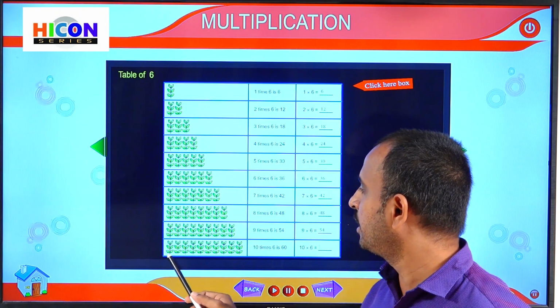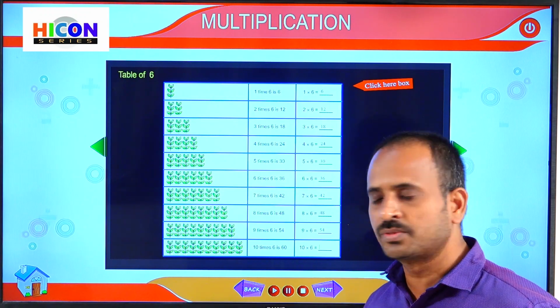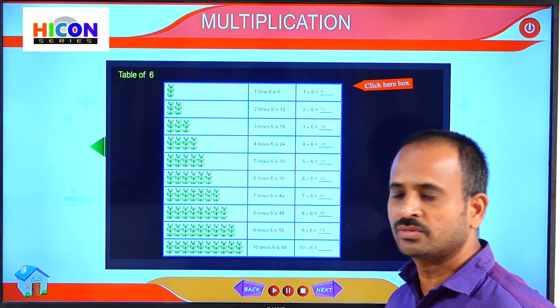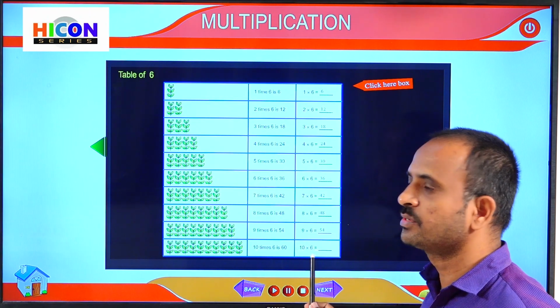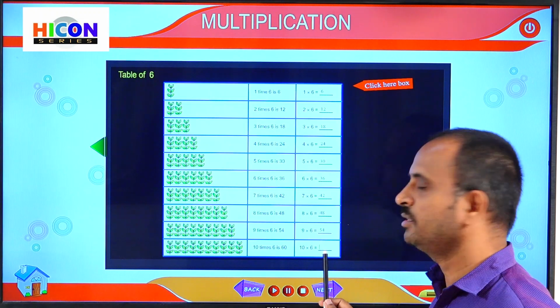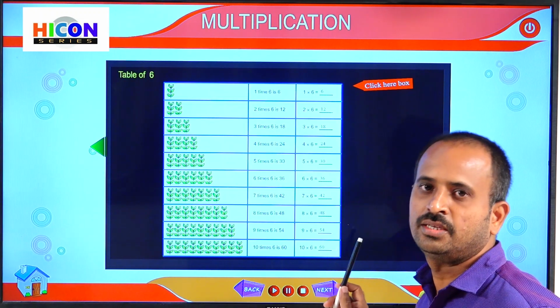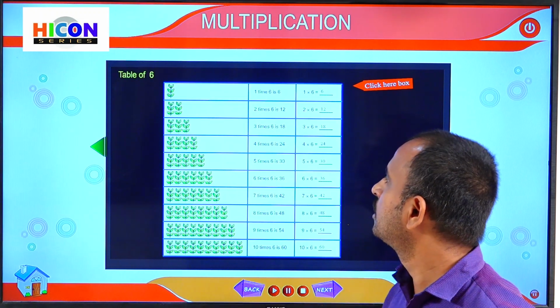So children, let's see the last one. How many groups are there? So total there are 10 groups. Each group has 6 leaves. That means 10 times 6. It can be written as 10 into 6. 10 6 jar, children. So 10 6 jar 60. So there are total 60 leaves.